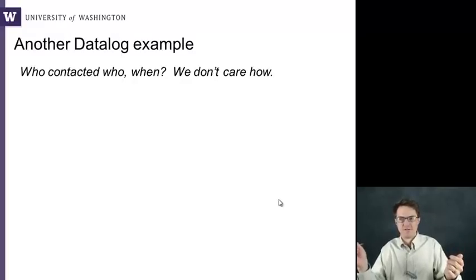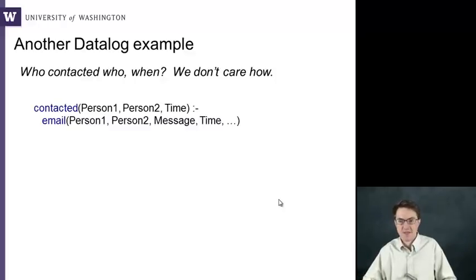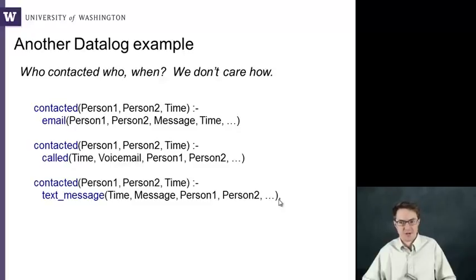So let me give you one more example of a Datalog query. We want to know who contacted who and when they contacted them, but we don't really care how they did. This is a simplification of something we saw in the previous example. So we say person 1 contacted person 2 at some time if person 1 sent an email to person 2 at some time. We also say person 1 contacted person 2 at some time if person 1 called person 2 at some time. And then finally we say person 1 contacted person 2 if they sent a text message at some time.